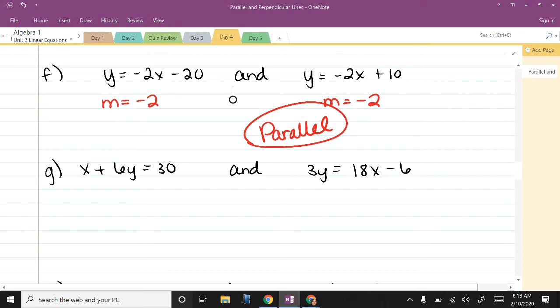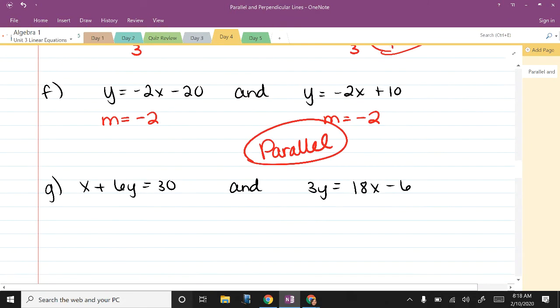So I need to change it up to where it looks like y equals mx plus b. That means I gotta get that y by itself, right? So how on G do I get the first equation's y by itself? Subtract 1x on both sides. Very good. So that's going to get me 6y equals, y'all, I promise it's going to help you if you write -1x and not just -x, plus 30.